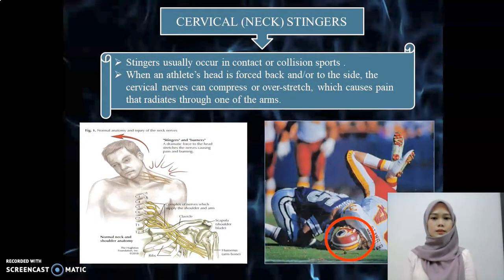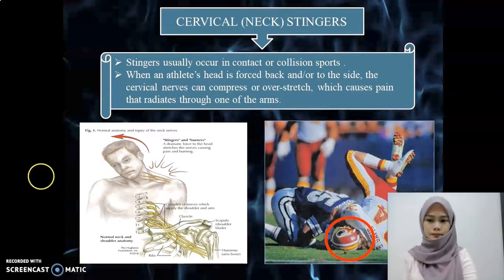The first common spine injury in sport is cervical neck stingers. Stingers usually occur in contact or collision sports. When an athlete's head is forced back and or to the side, the cervical nerves can compress or overstretch, which causes pain that radiates through one of the arms. Injured athletes describe this pain as an electric shock that lasts anywhere from a few seconds to minutes.